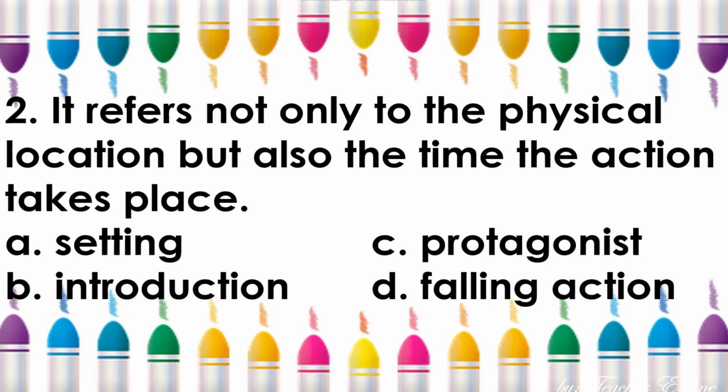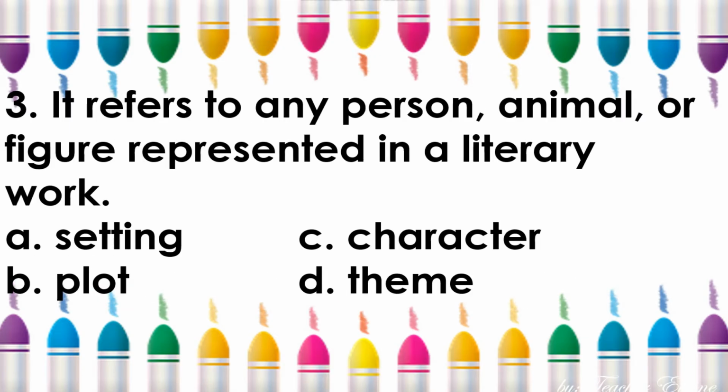Number 2. It refers not only to the physical location but also the time the action takes place. Letter A, setting. Letter B, introduction. Letter C, protagonist. And letter D, falling action. Number 3. It refers to any person, animal, or figure represented in a literary work. Letter A, setting. Letter B, plot. Letter C, character. And letter D, theme.